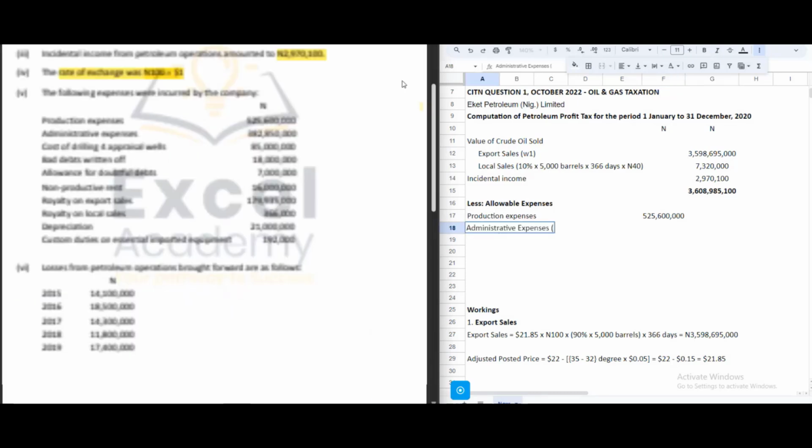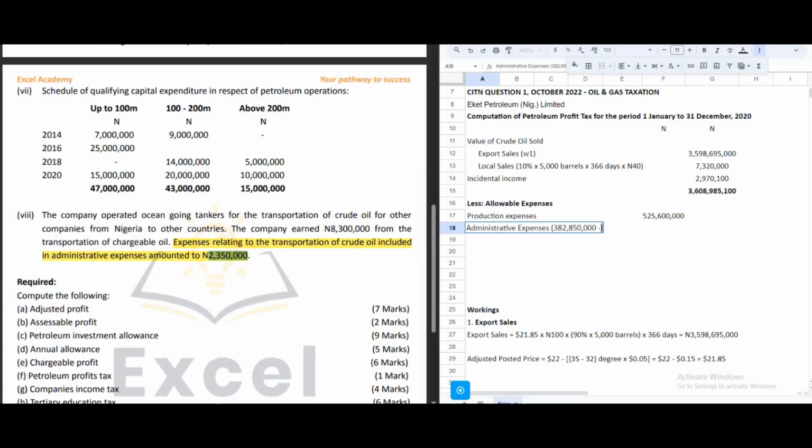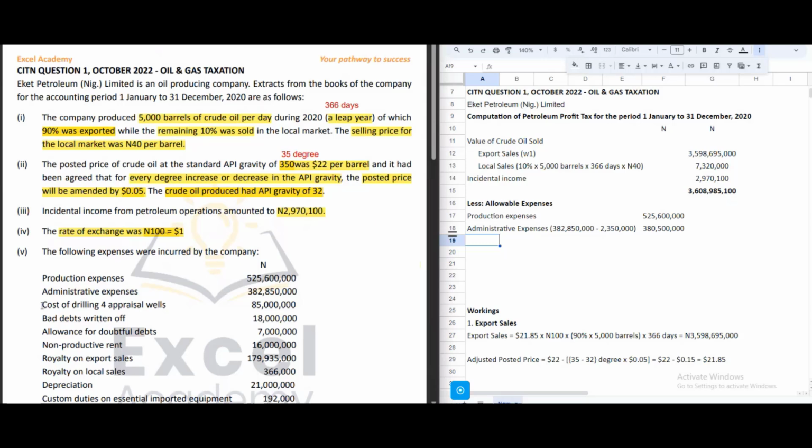For admin expenses, this is 382,850,000, then minus the transportation, which is 2,350,000. So how much is it? Right. So this is 380,500,000. After that, now we have the cost of drilling 4 appraisal wells.